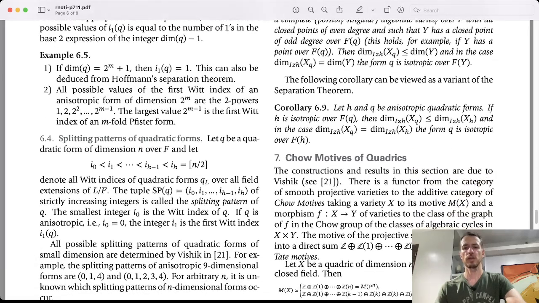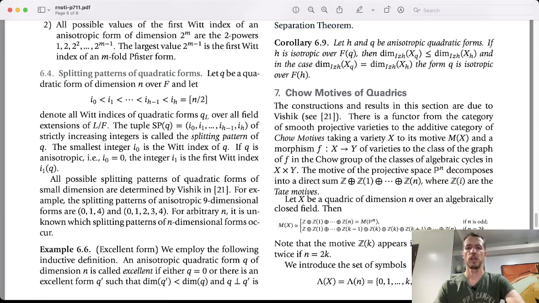The following corollary can be viewed as a variant of the separation theorem. Corollary. Let h and q be anisotropic quadratic forms. If h is isotropic over big F rationally adjoint q, then the Ishbolden dimension of xq is less than or equal to the Ishbolden dimension of xh, and in the case that the Ishbolden dimension of xq equals the Ishbolden dimension of xh, the form q is isotropic over big F rationally adjoint h.